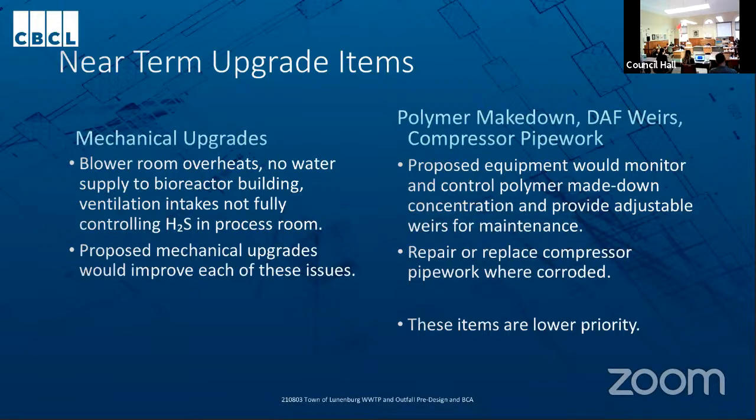The final item is the compressor pipework. Compressed air is used throughout the plant to actuate various valves and the pipework is showing signs of corrosion in some areas. It is recommended that the pipework be fully inspected and replaced as required. And it's again noted that these 3 items are lower on the priority list.